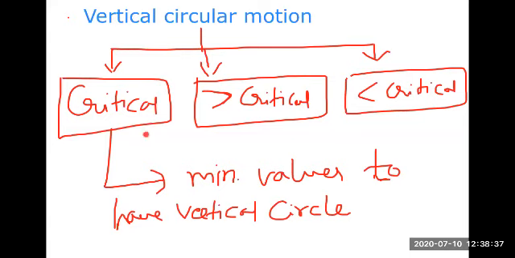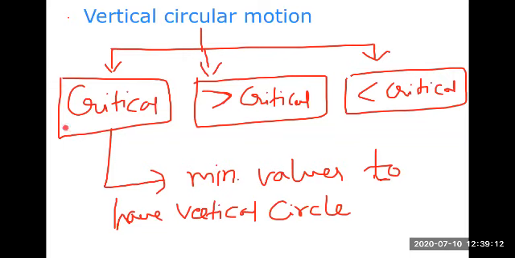Those are critical. Greater than critical: if the values are greater than critical, then also we can have a vertical circle, but less than critical we don't have a vertical circle. So we classify in two categories. What are the values? I told you, minimum values to have a vertical circle. The values here mean tension and velocities. The minimum values of tension and velocity required at that instant for having the vertical motion is called critical.